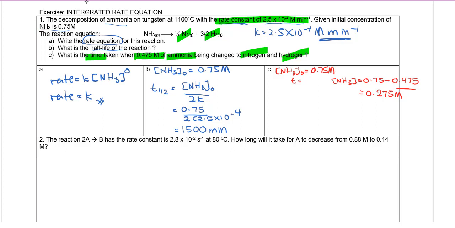So use the integrated rate equation. The integrated rate equation is normally used for questions like this. You have the initial concentration, you want to know the time. So this is the remaining concentration.